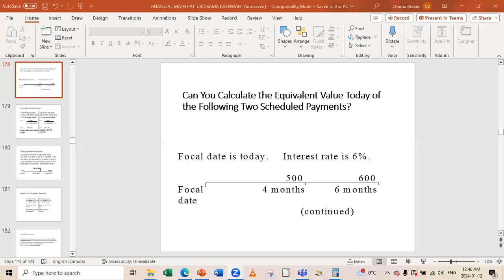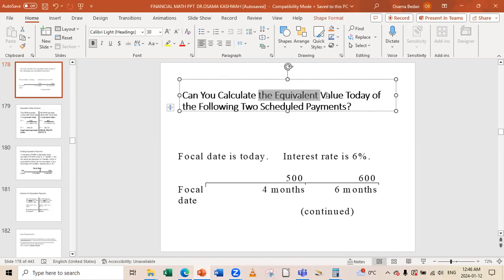So welcome back, my dear students, to another part of the simple interest. And here we will move into a new point regarding the simple interest. It is what we call the equivalent value. So that means what? Equivalent values, by other meaning, means the value of these amounts right now. I will give you the value of the amounts in the future, and I want to know what it will be now. So as an example, can you calculate the equivalent values today?